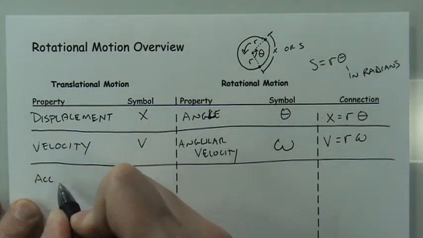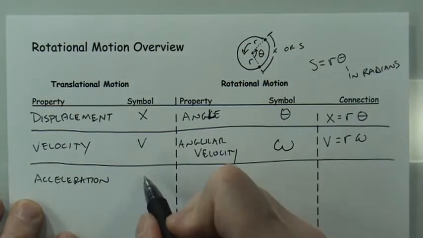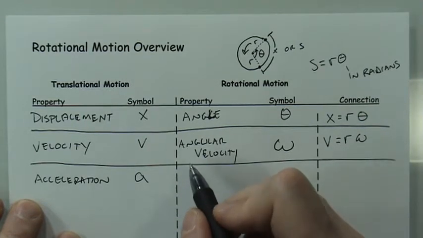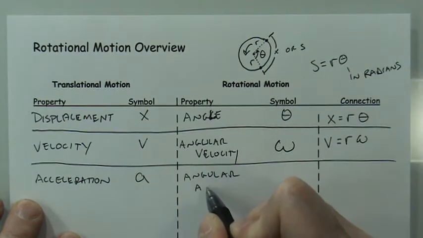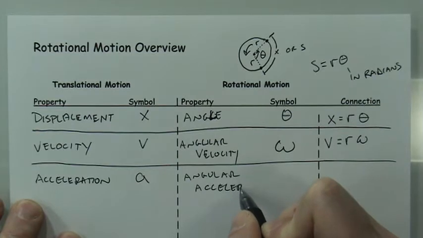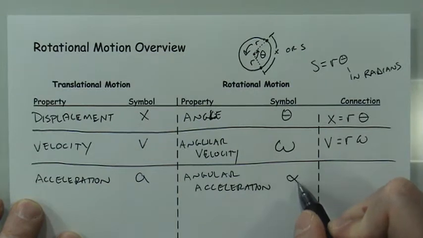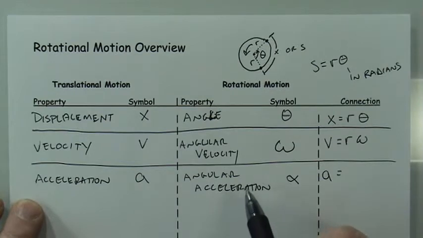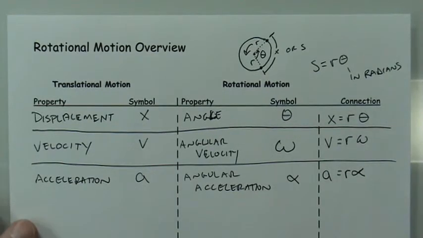The next level of motion would be acceleration. If we allow the velocity to now change, then we would experience acceleration. That uses the letter a in translational motion. On the rotational motion side, as you might guess, it is simply called angular acceleration. It also uses the letter a, but it uses the Greek letter alpha. So probably no big surprise that to translate from rotational motion to translational motion, you would just multiply r times alpha, and you would get the linear acceleration.